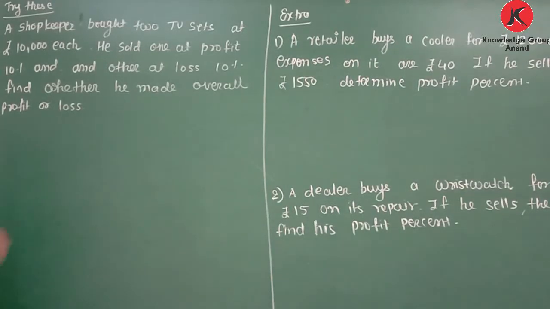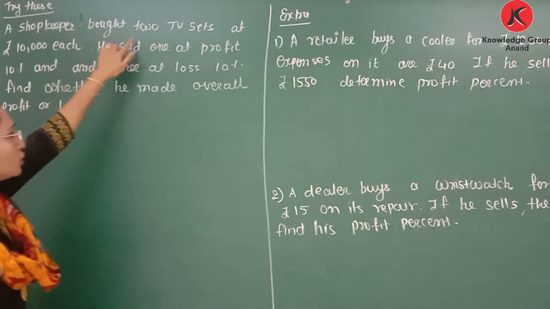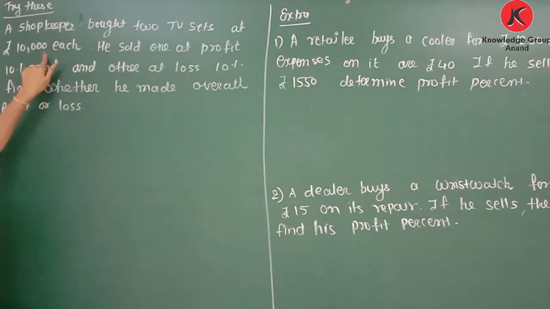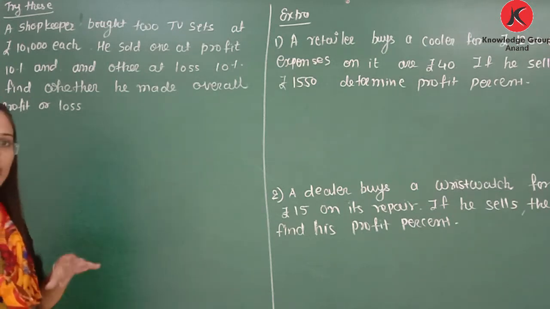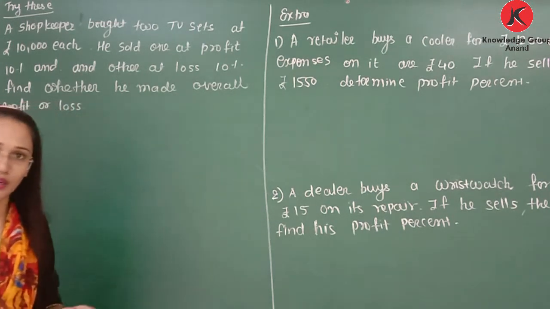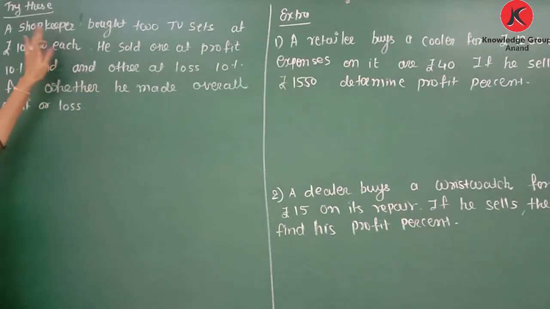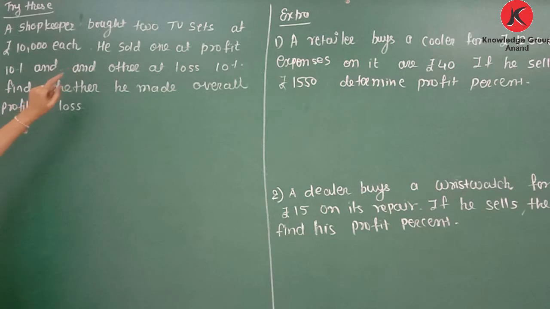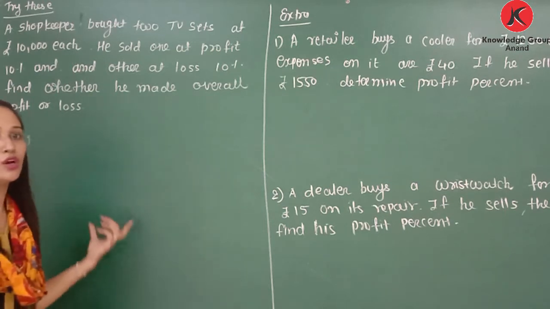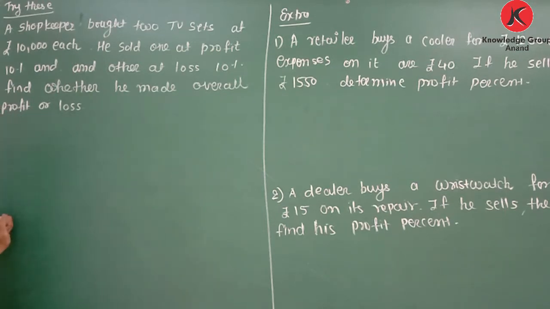Now the next example, that is of quantities. A shopkeeper bought 2 TV sets at 10,000 each. He sold one at a profit of 10% and the other at a loss of 10%. Find whether he made an overall profit or loss. So here this is the same example as we solved for the fans. So here 2 TV sets are there, each priced at 10,000. On one he made a profit of 10% and on the other he made a loss of 10%. So let's find both examples separately, first profit and then loss. And after that we will find the overall CP and overall SP, and then we will decide whether it is a profit or loss.